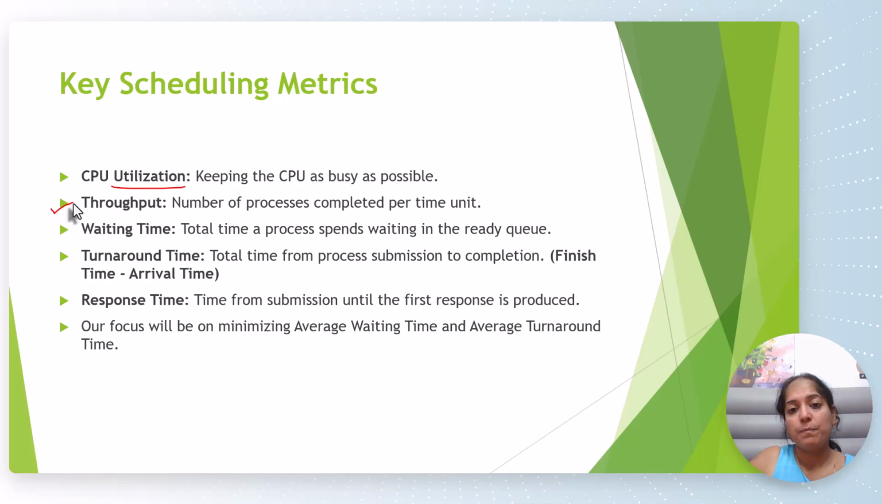Another is throughput. Number of processes completed per unit of time. Like within 1 second, how many processes are completed. That is called the throughput. So the throughput should be as high as possible. That is, there should be more processes completed per unit of time.